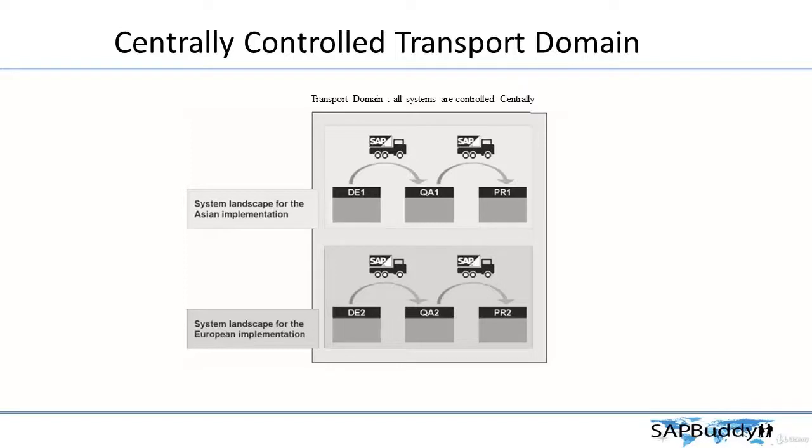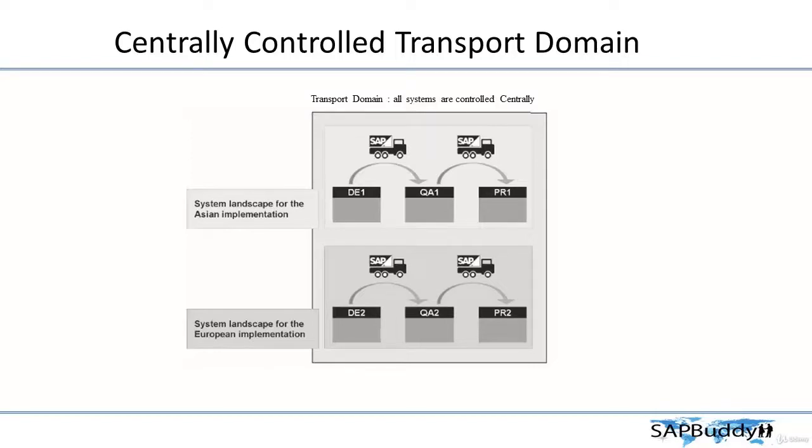So in general, the TMS enables the SAP basis administrator to centrally manage the transport as well as the configuration of multiple SAP systems by defining the transport domain and assigning the transport domain to the transport routes. So what is transport domain? Transport domain consists of many SAP systems which can be managed centrally.